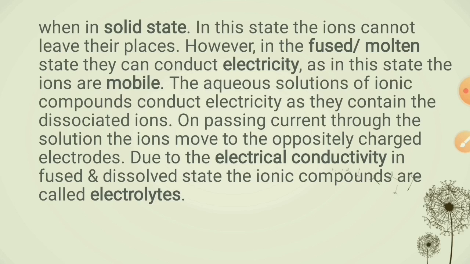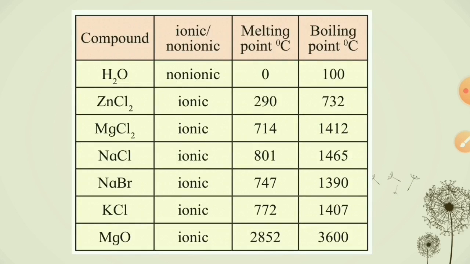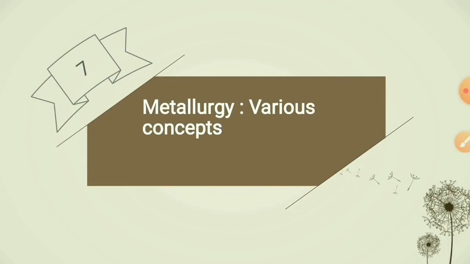The aqueous solution of ionic compounds conducts electricity as it contains dissociated ions. On passing current through the solution, the ions move to the oppositely charged electrodes. Due to electrical conductivity in fused and dissolved state, the ionic compounds are called electrolytes. These are the compounds: ionic, non-ionic, and their melting and boiling points. Now let us study metallurgy and its various concepts.